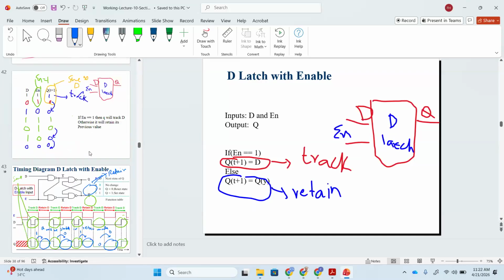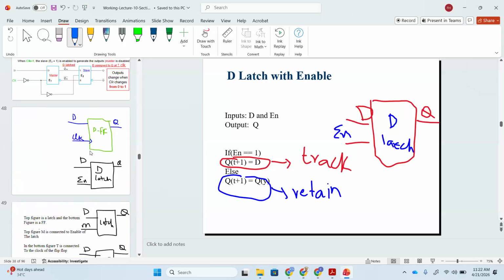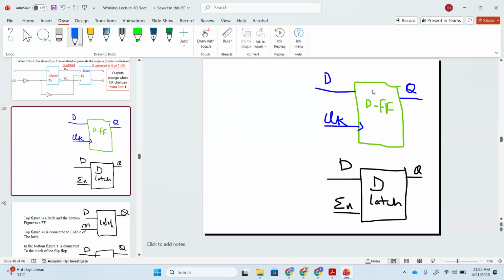Now we will cover a flip flop, the D flip flop. Okay, what is the input for D flip flop? The input for D flip flop is D. The second input is clock, and the output is Q. What is the input for latch? It's D, and this is enable, and the output is Q.